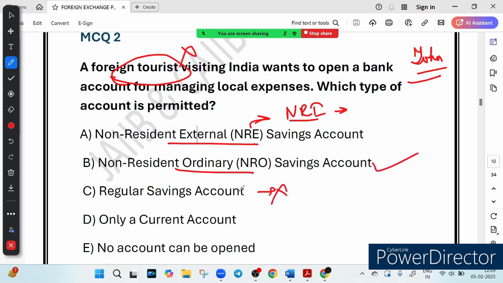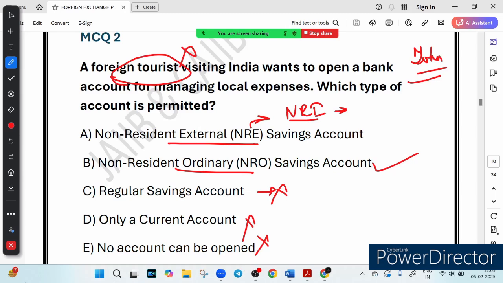Rupee saving account is not correct because a rupee saving account is only for Indian residents. A foreign tourist is not a resident, so they are not allowed to open this type of account. Only a current account, this is also not correct. Current accounts are mainly for business, not individuals. A foreign tourist does not need a current account. And the option that no account can be opened is wrong. They can open an NRO account.